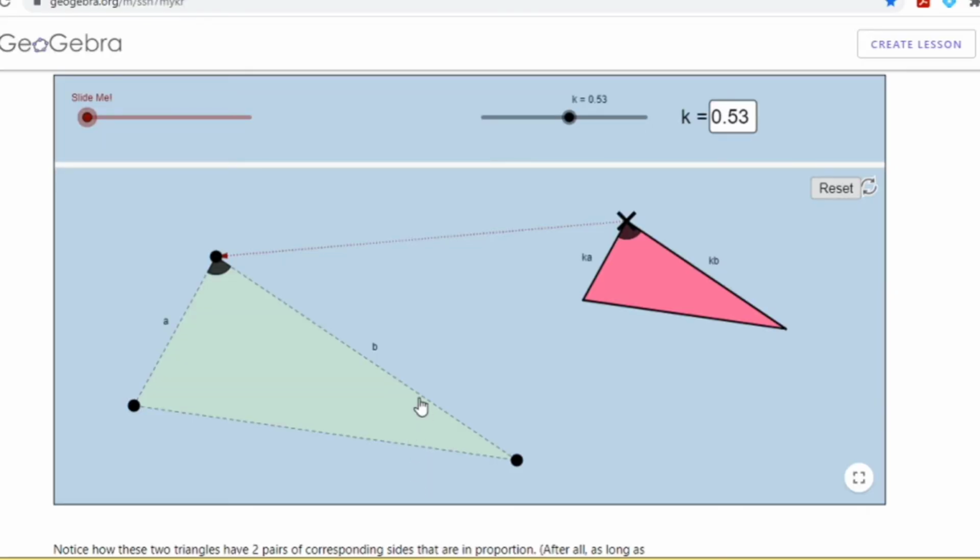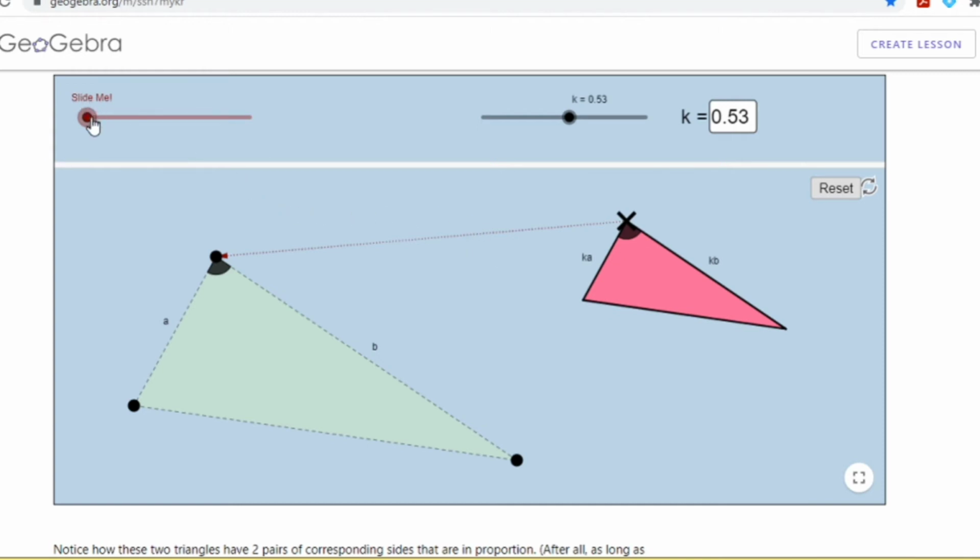Let's see an interactive demonstration of this theorem now. So we have two triangles here, a white triangle and a pink triangle. The white triangle has sides A and B and an included black angle, and the pink triangle also has sides kA and kB, and it also has a black included angle. Included angle is the angle between the given two sides, right?